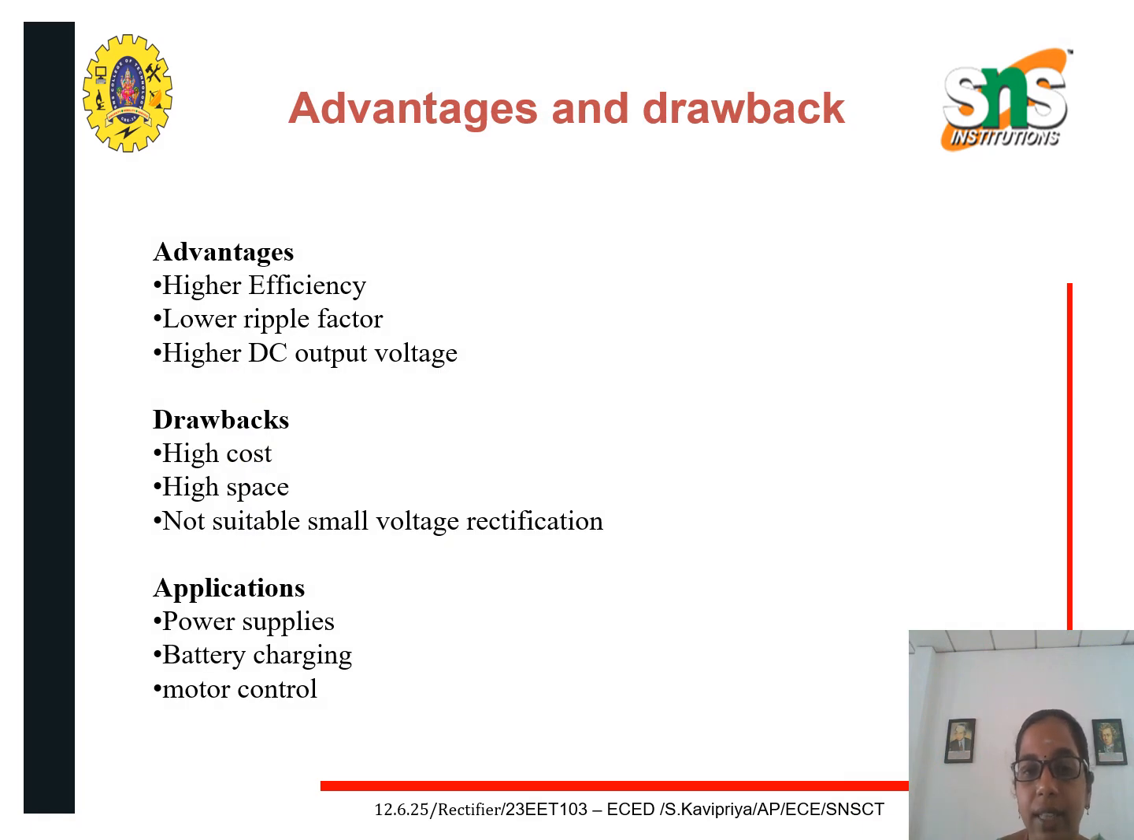The advantage is that efficiency is higher when compared to the half-wave rectifier, the ripple factor is reduced, and the output voltage is higher when compared to the half-wave rectifier. The drawback is that because of the center tap transformer, the cost is high, the space occupied by this full-wave rectifier is somewhat higher, and it is not suitable for small voltage rectification. Applications: it is used in battery charging, motor control, and power supplies.